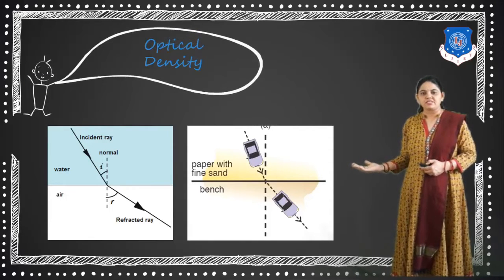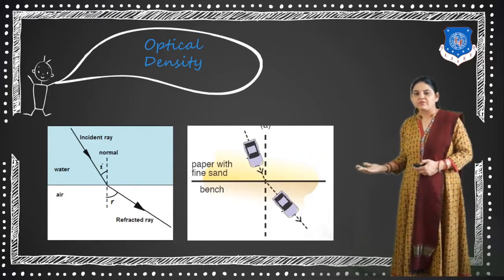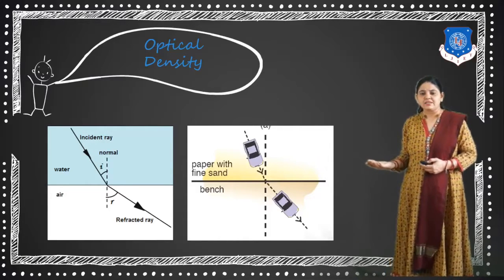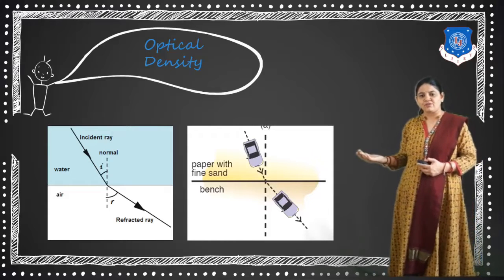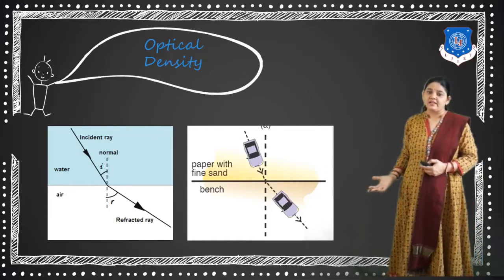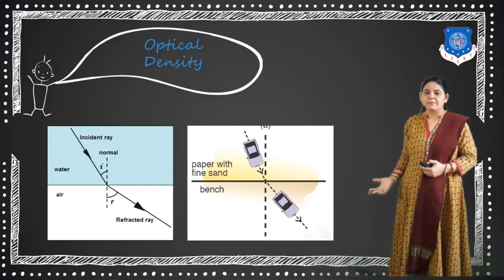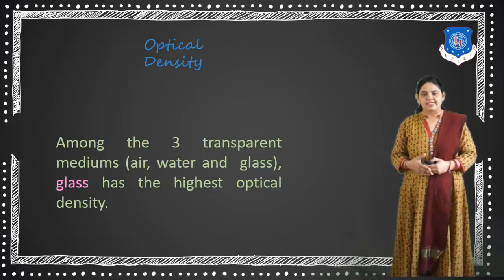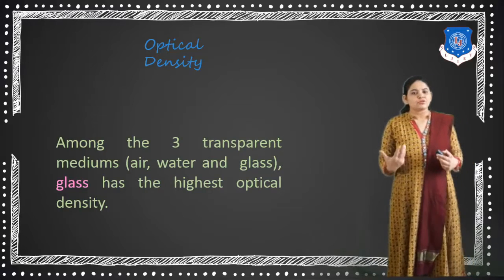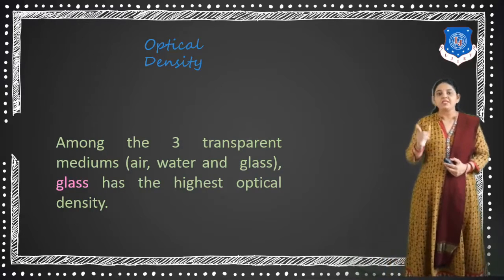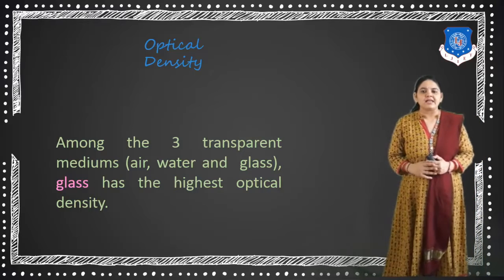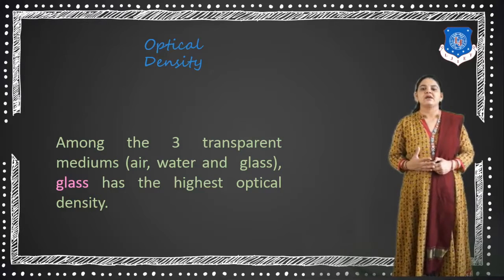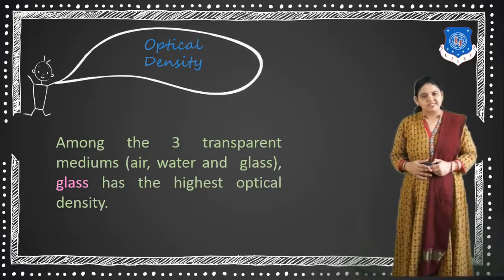A similar diagram you can see here, with the paper with fine sand. What happened? While the incident ray passes through this kind of medium and enters the wedge, it goes away from the normal axis. Normally there are three transparent media: air, water and glass. Out of these three, glass has the highest optical density.